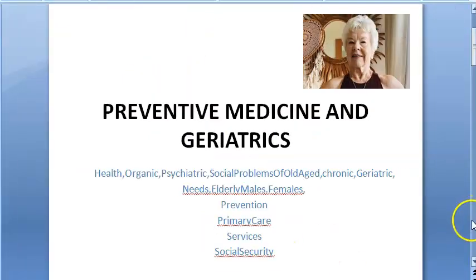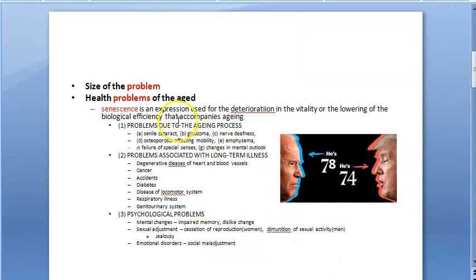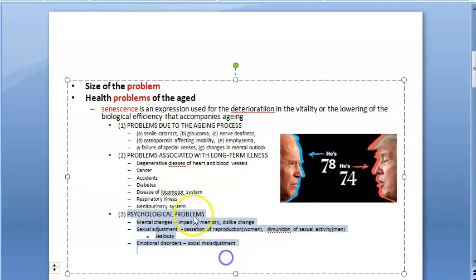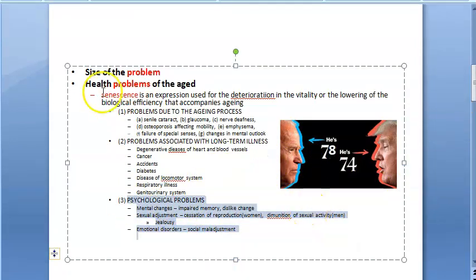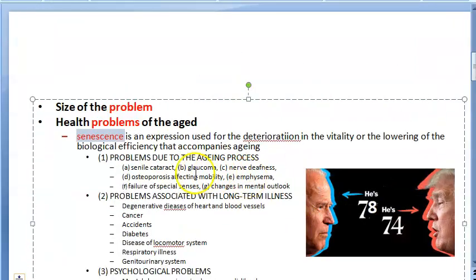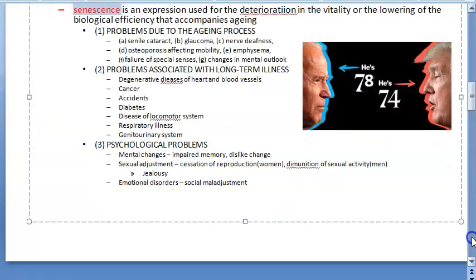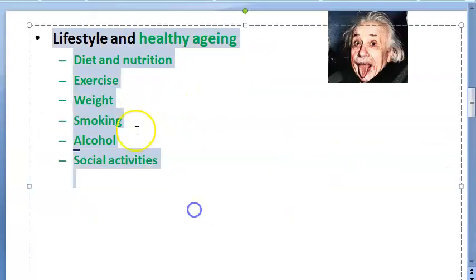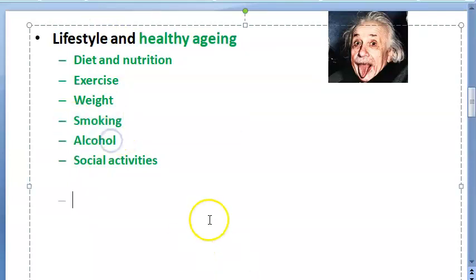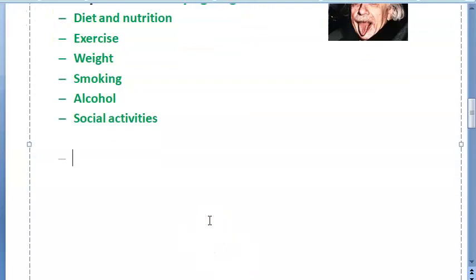So basically what they wanted to tell here is the size of the health problem of the aged, list all the diseases on earth, and list the psychological problems also. Basically aging is not a problem, but senescence is a word used for the deterioration in the vitality. So that is a kind of negative terminology. Then how to improve their life: diet, nutrition, exercise, weight, stop smoking, stop alcohol, have some nice social activities.